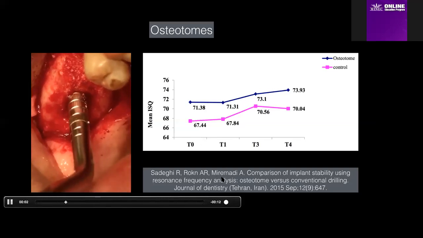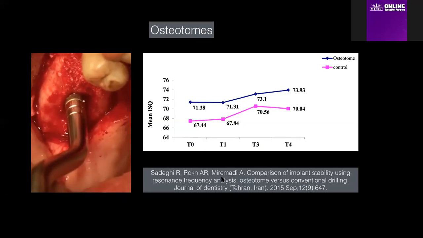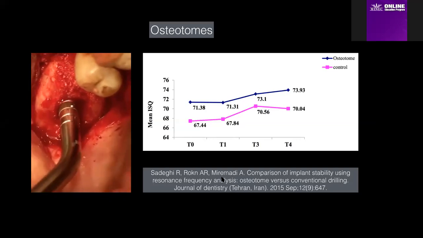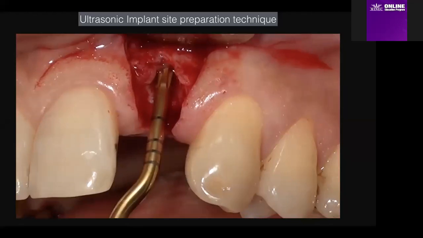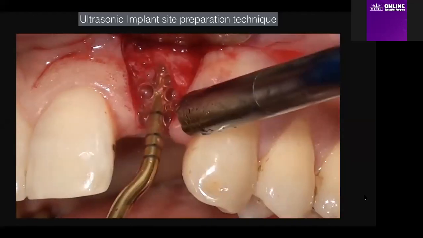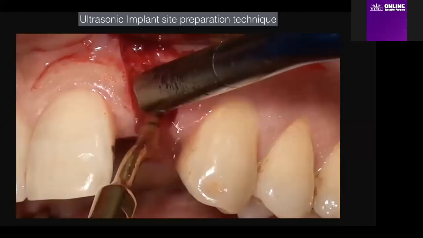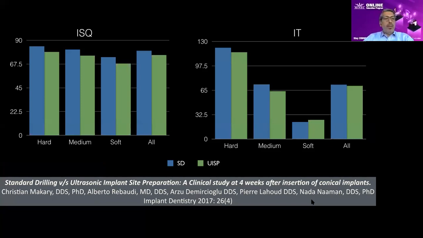So with osteotomes, we can condense the bone, and this will achieve a different bone environment around the implant. But the problem with osteotomes is that we are crushing the bone and we are delaying the healing. The second technique that was described is the ultrasonic implant site preparation technique, when you use piezosurgery in order to prepare the bone. And we've done a publication on this technique with our friends from Italy, from Turkey, and the team at the St. Joseph University. And we found that this technique was as accurate as drills.